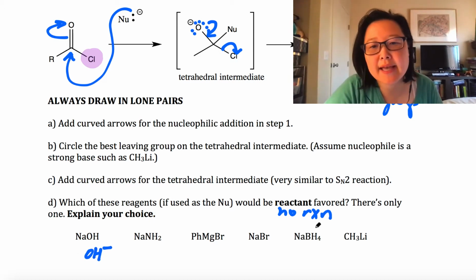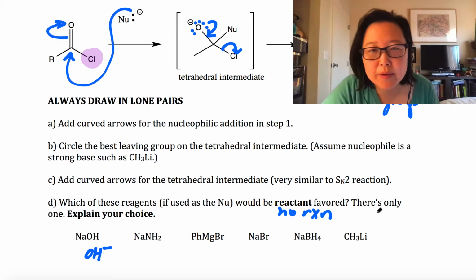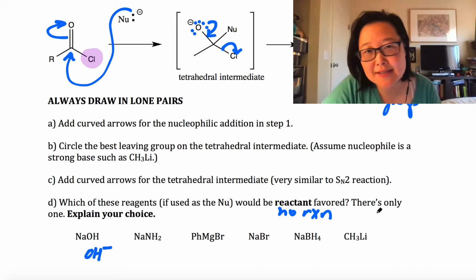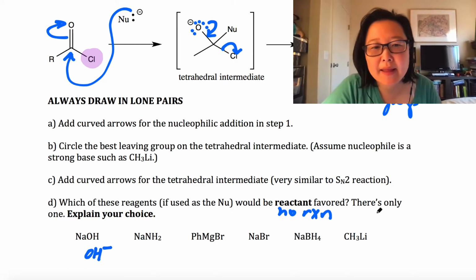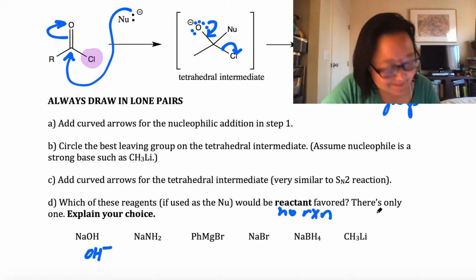So go through these and maybe consider base strength as one possibility. Steric hindrance is another one. We want less steric hindrance to be a good nucleophile. Let me know what you think.